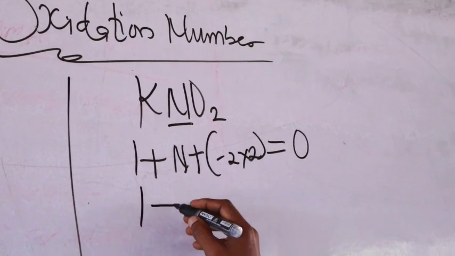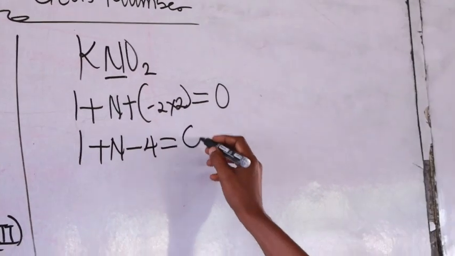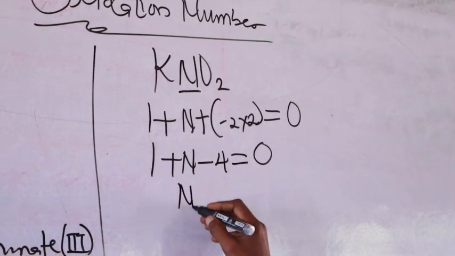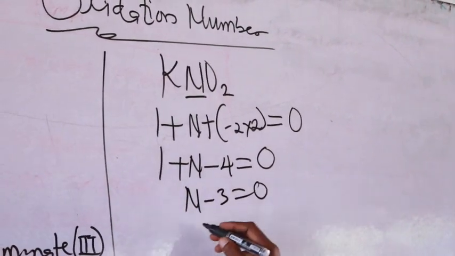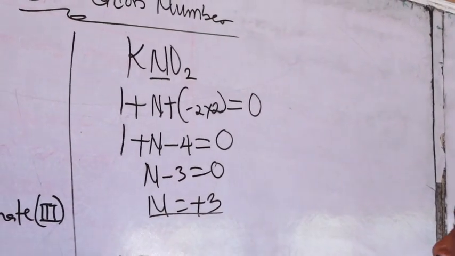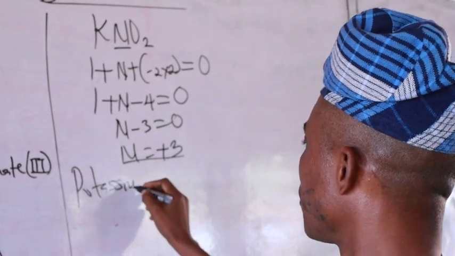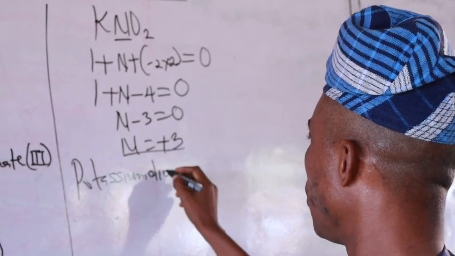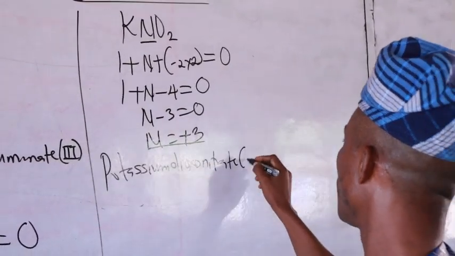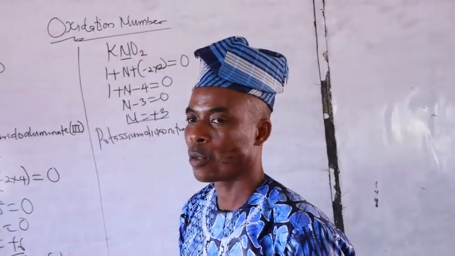Now 1 plus nitrogen minus 4 equals what? 0. Now what is 1 minus 4? It is minus 3, so N minus 3 equals 0. Then N is equal to 3. Hence the name is potassium dioxonitrate 3. Dioxonitrate 3.